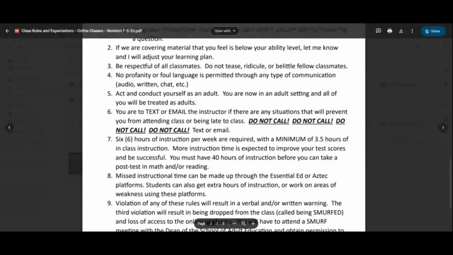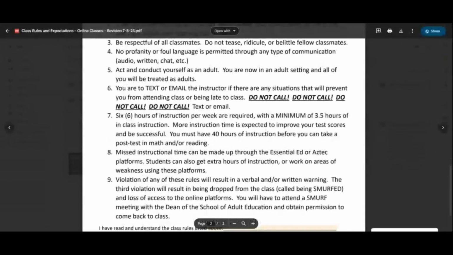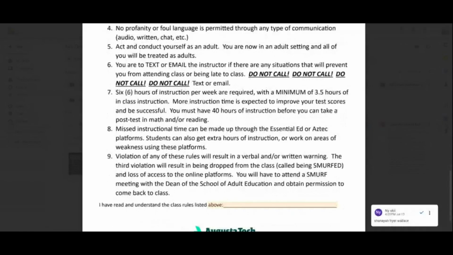And so it's your responsibility to get those hours made up if you miss. All right. Violation of any of these rules will result in a verbal and or written warning. The third violation will result in being dropped from class. And sometimes it might even be the second violation.